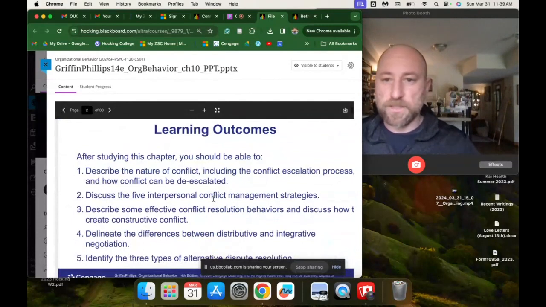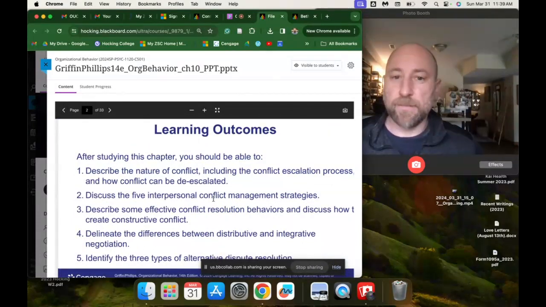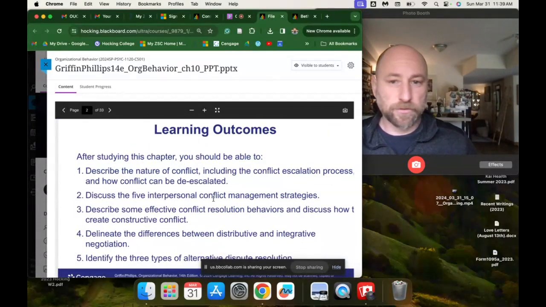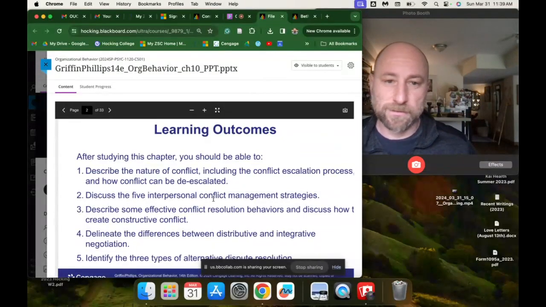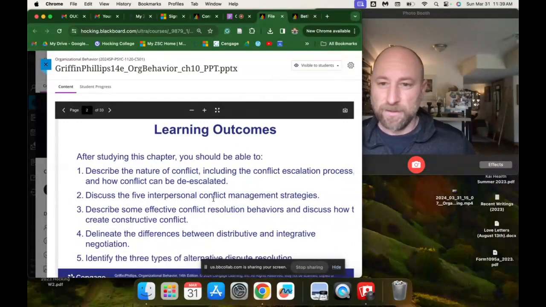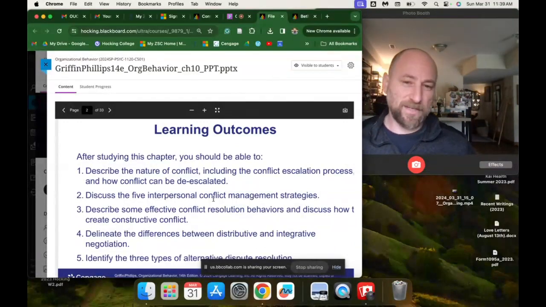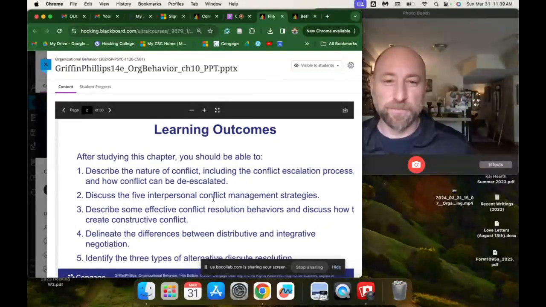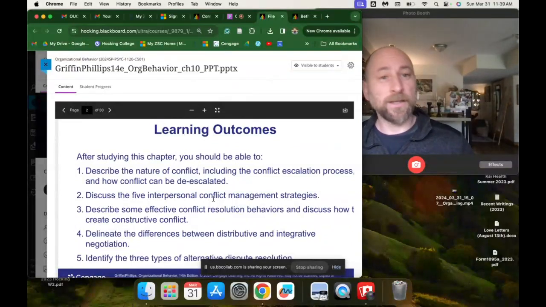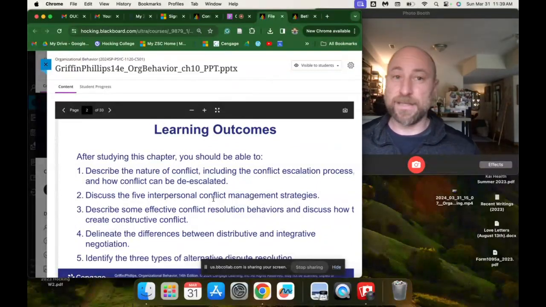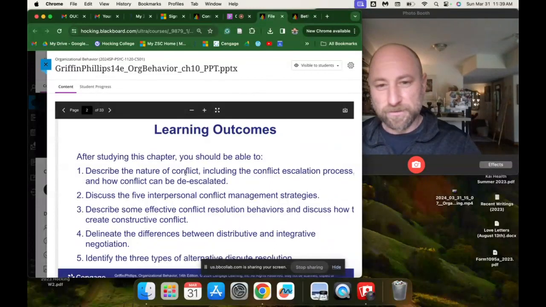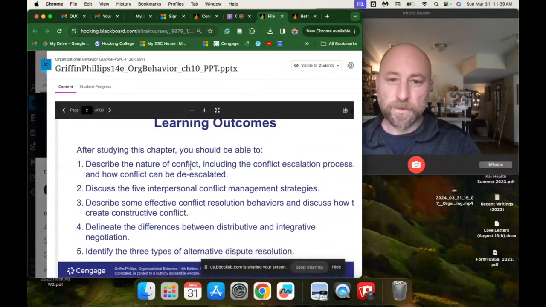Our learning outcomes for this chapter. After studying this chapter, you should be able to describe the nature of conflict, including the conflict escalation process and how conflict can be de-escalated. Honestly, if you can take nothing from this course, aside from getting better at avoiding escalating conflicts and getting better at de-escalating them, you have gained something very, very valuable.